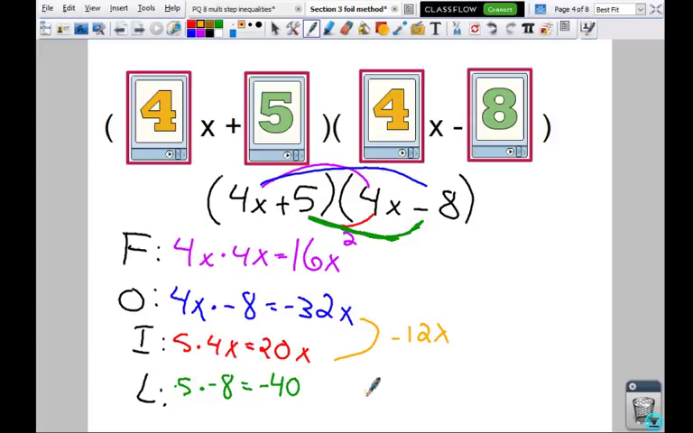All right, and then we are almost done. We have to write this all out now in one line. So it's going to be 16x squared minus 12x and minus 40.